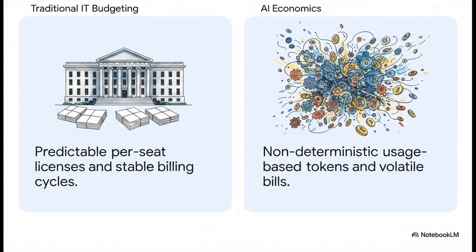Total game changer. It is fundamentally non-deterministic. It runs on usage-based tokens, which leads to highly volatile monthly bills. In this new usage-driven reality, making a simple change to an internal prompt template or rolling out a new feature that calls an LLM on every page load can literally double your monthly bill overnight. And there are zero purchase orders or approval workflows to warn you it's happening.